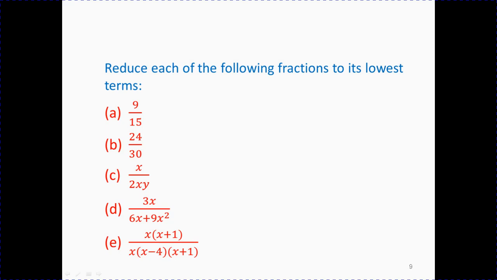Now it's your turn. I would like you to reduce the following fractions: 9 over 15, 24 over 30, x over 2xy, and 3x over 6x plus 9x squared. I have to pay attention here because we may have more than one common factor, and the same thing can be said about this.